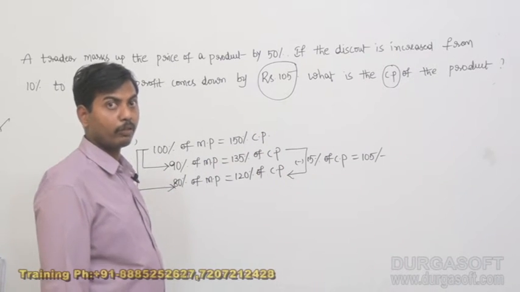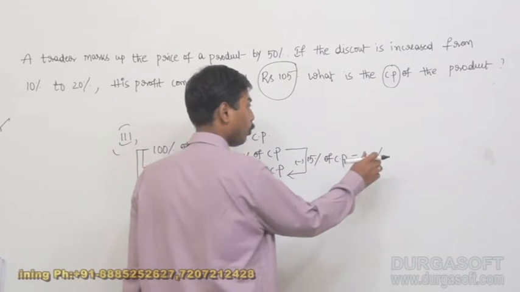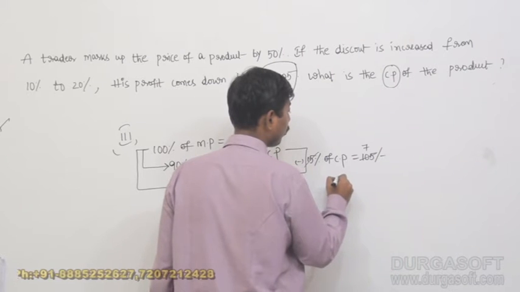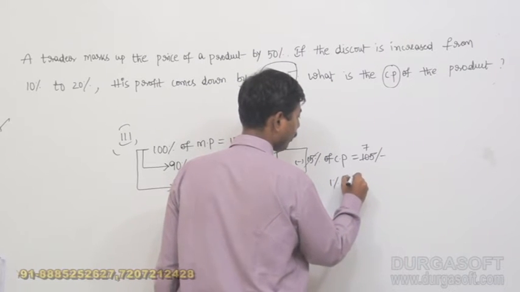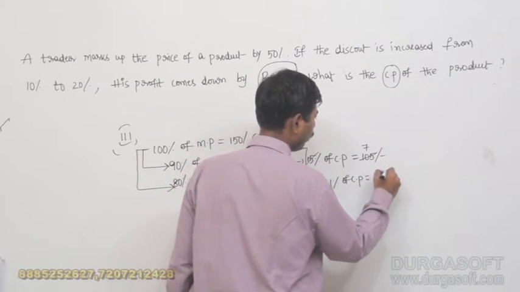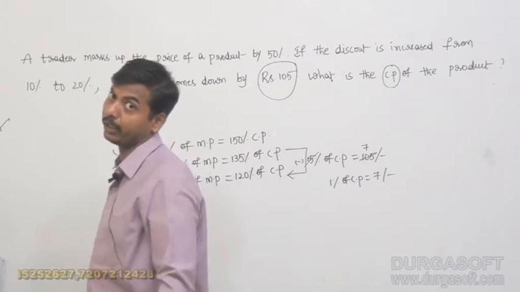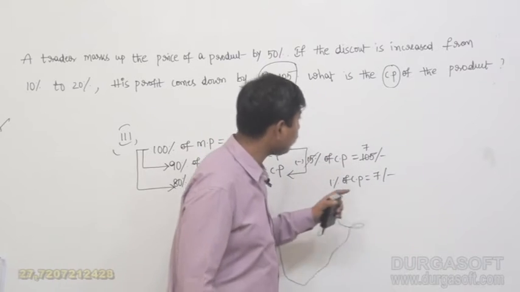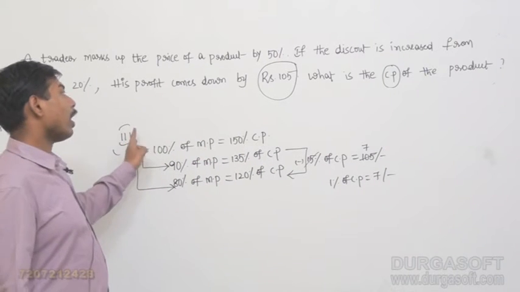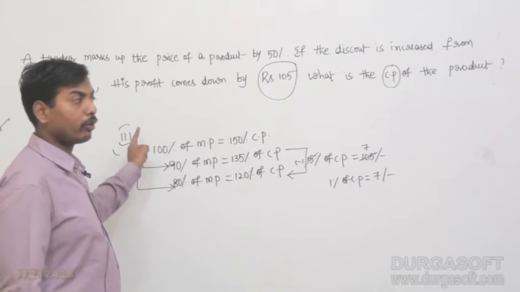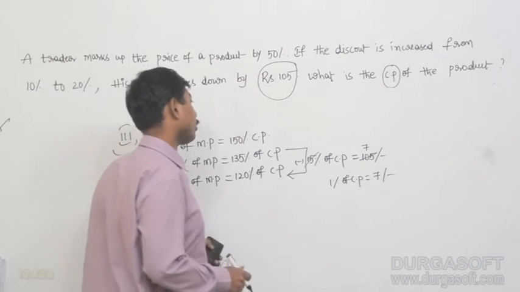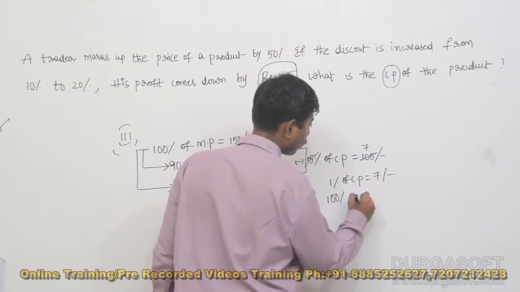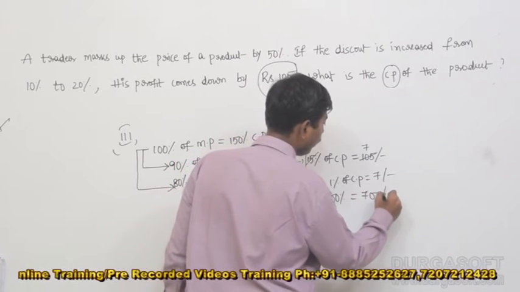15% of the cost price of an article equals 105 rupees, means we have to find out 1% of the cost price of an article equals how much? 1% of the cost price we came to know here itself as 7. 1% of the cost price as 7 rupees means we have to find out 100% of the cost price of an article. 100% of the cost price should be 700.